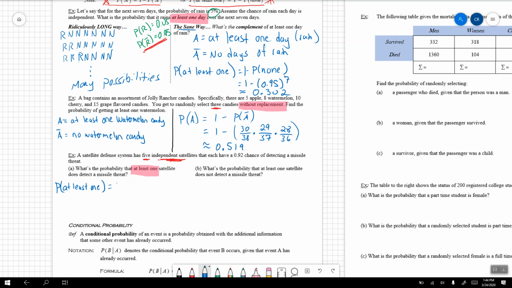That means that this is going to be 1 minus the probability that none detect a threat. Well, let's look at that now. If we have a 0.92 chance of them detecting a missile, then we can use that probability to say, if you have a 92% chance of happening, what is the probability of it not happening? In other words, not detecting.